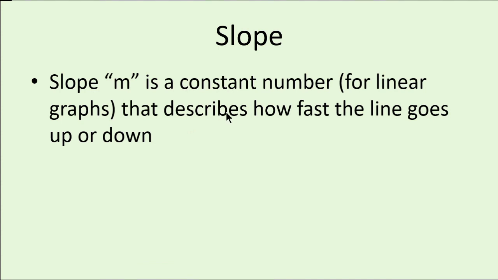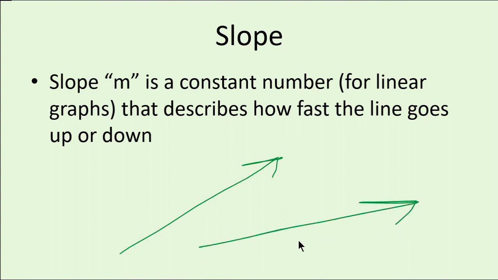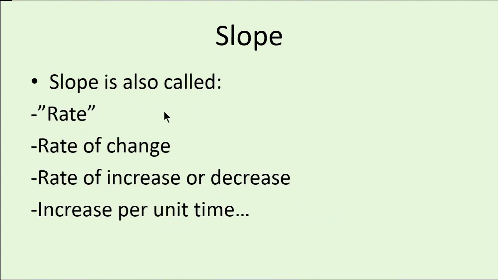Slope m is a constant number for linear graphs that describes how fast the line goes up or down. Basically, what I'm trying to say here is that how steep a line is will depend on its slope, right? So this angle right here, angle of inclination of a line, will depend directly on that letter m that will be described further.